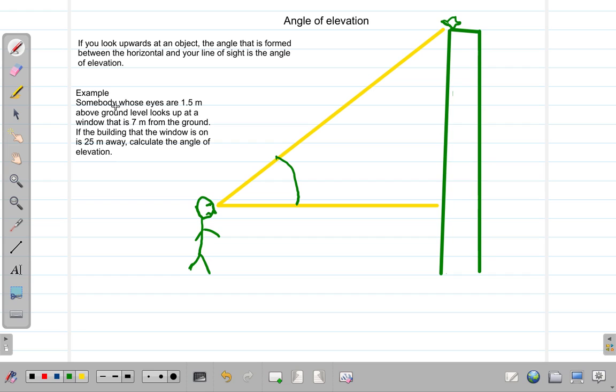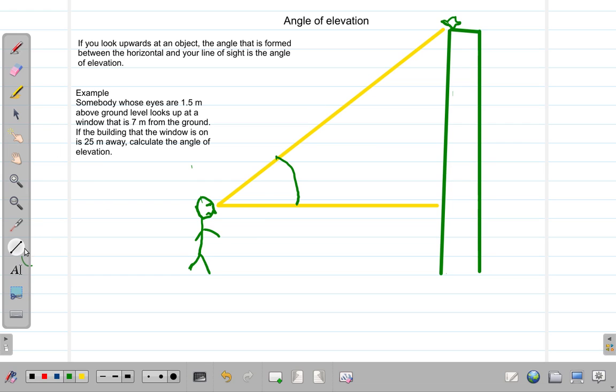We have an example here. It says somebody whose eyes are 1.5 meters above ground level looks up at a window that is 7 meters above the ground. If the building that the window is on is 25 meters away, calculate the angle of elevation.